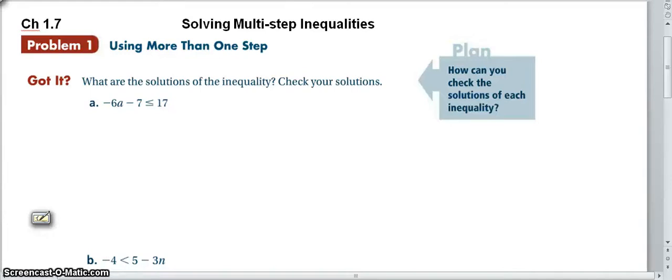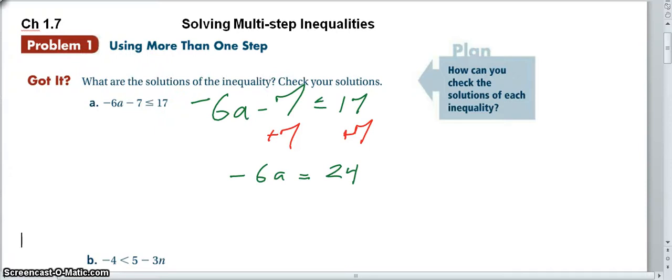Alright guys, we're going to dive into 1-7, solving multi-step inequalities, which should be familiar from things that you've done before. So we're going to start out with this inequality: negative 6a minus 7 is less than or equal to 17. I want you guys to try this on your own before I even do anything. Pause the video, give this a shot, see what you remember about solving these inequalities.